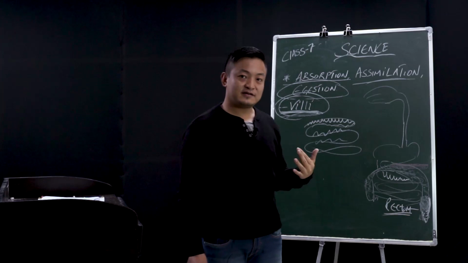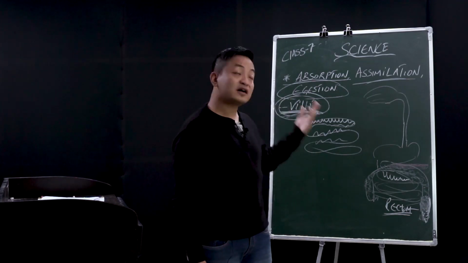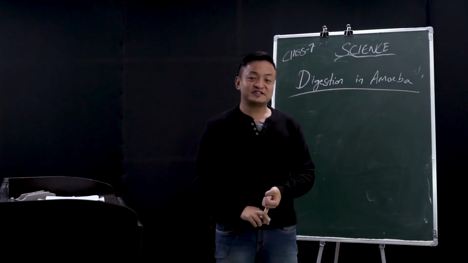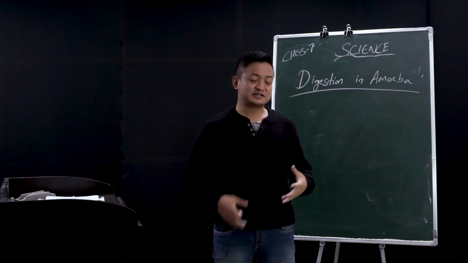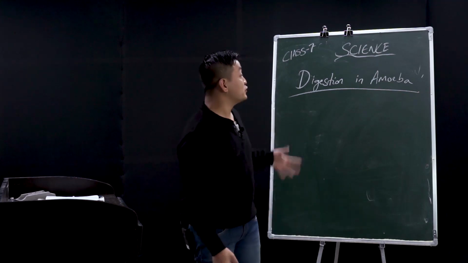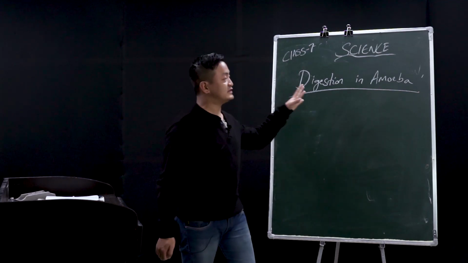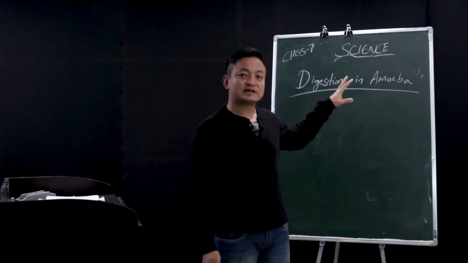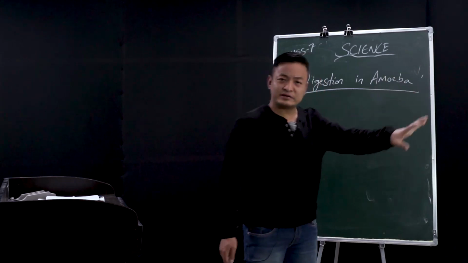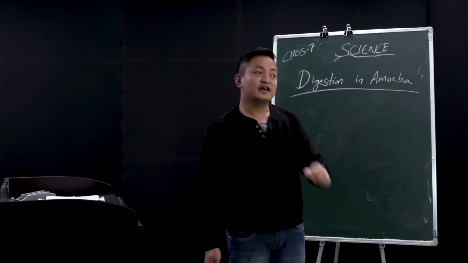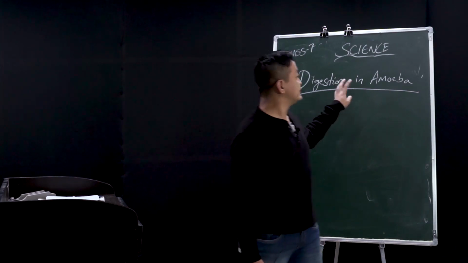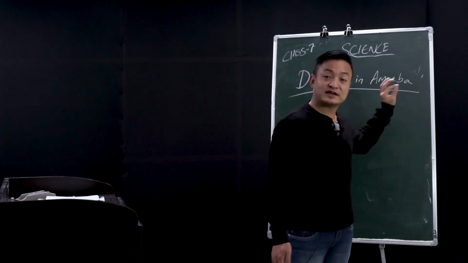Next we will start with digestion in amoeba. Okay, so students, we are done with digestion in humans, how the digestion of food takes place inside the human stomach. Now next is digestion in amoeba. What is amoeba? Amoeba is a microorganism made of just one cell. In human beings, we are composed of many cells, we are multicellular organisms. But amoeba are composed of only one cell.